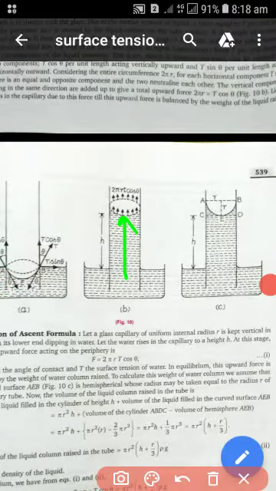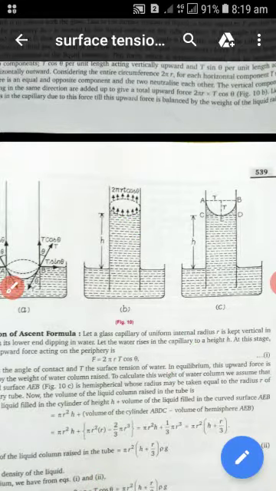Where have you seen this type of tube? The roots of trees, the pores in a sponge, or the towel you always use to dry your body after bathing. In the towel there are fine pores, and through these it absorbs water. So these are called capillary tubes.